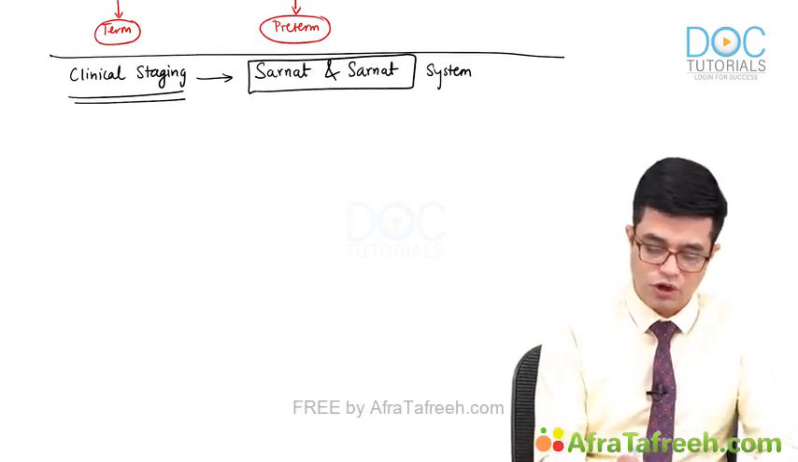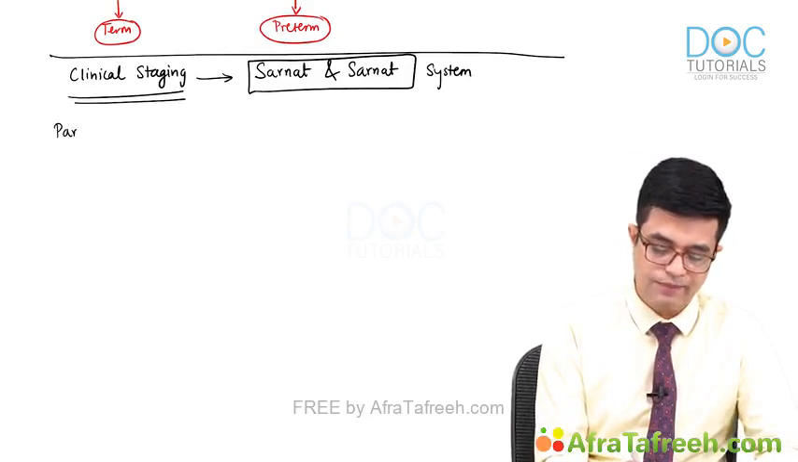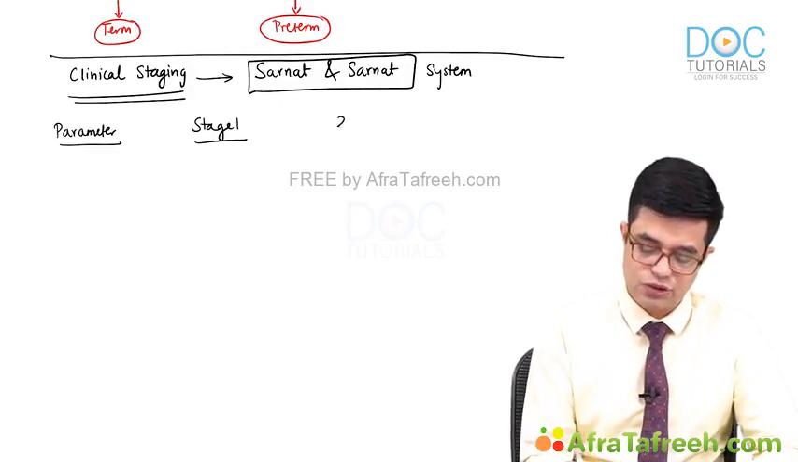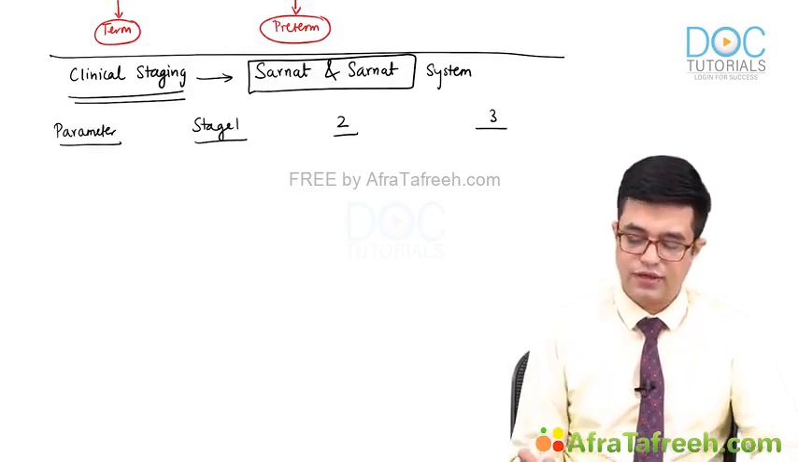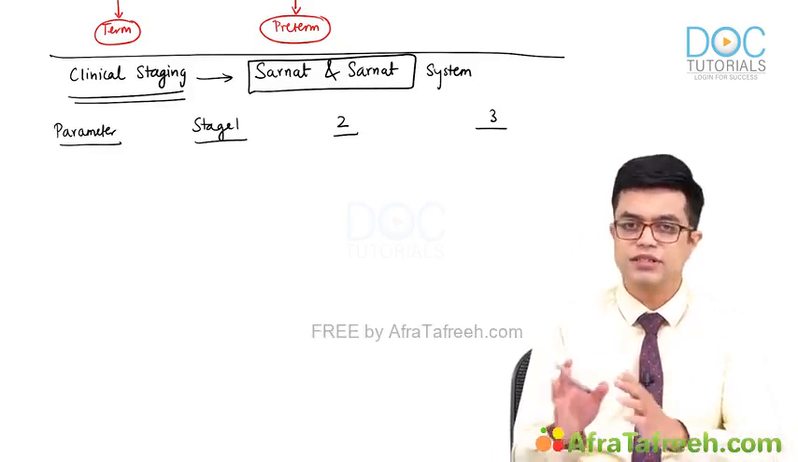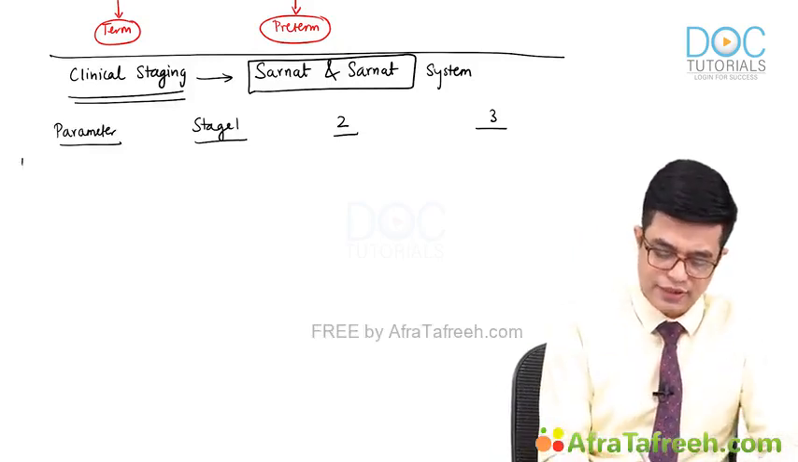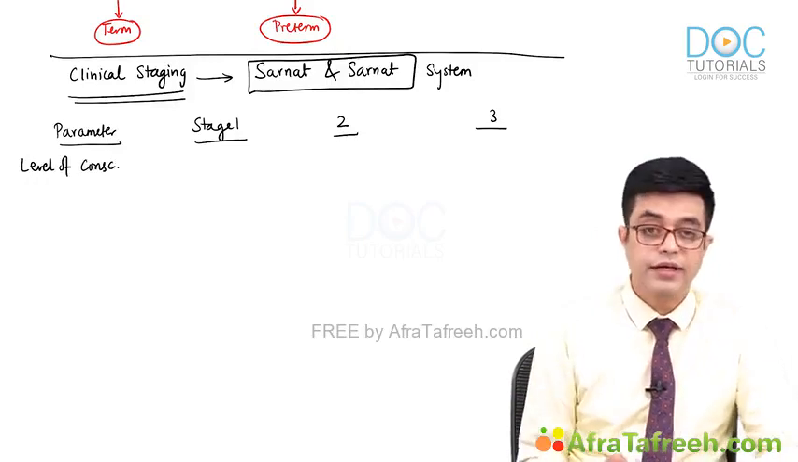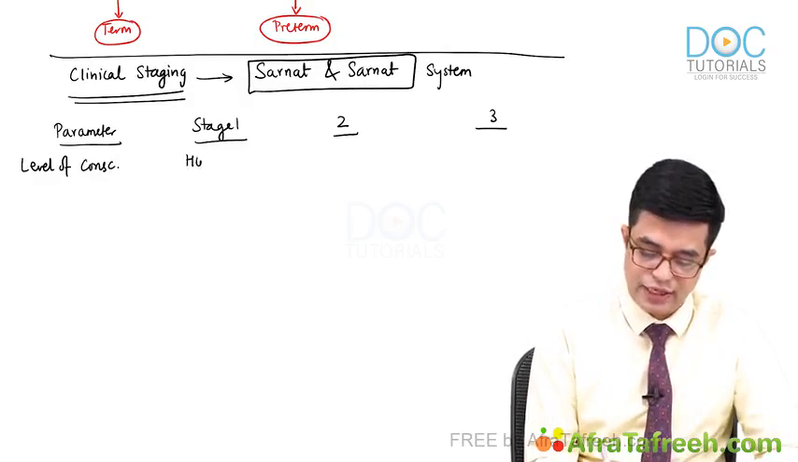Let us write down. On one side, you would write the parameter or the sign. In the middle, you will write stage 1, stage 2 and stage 3. Earlier they were called mild, moderate, severe. Now they have been renamed as stage 1, stage 2, stage 3. First is level of consciousness. In stage 1, the child is hyper alert.